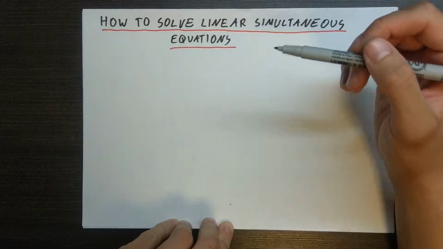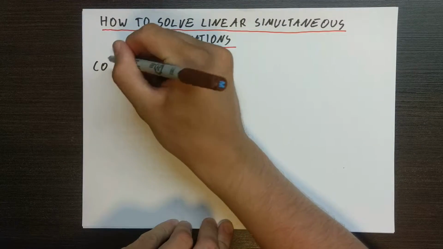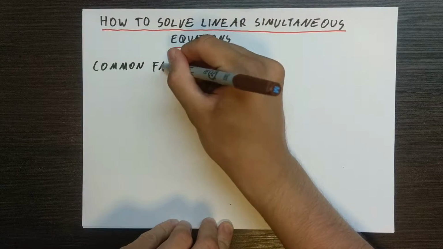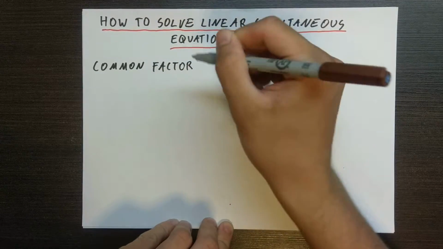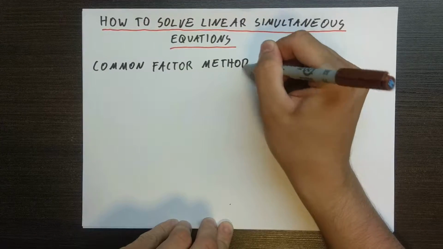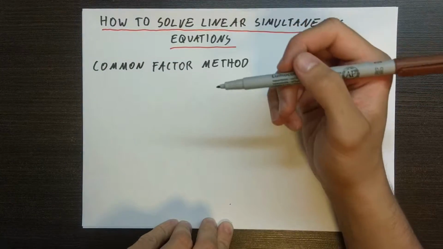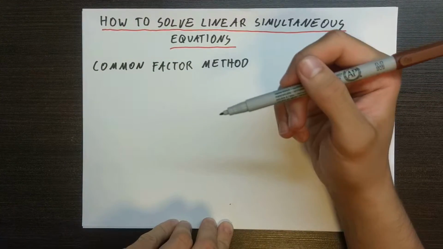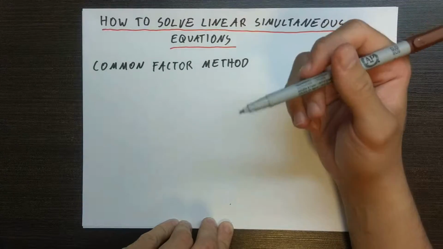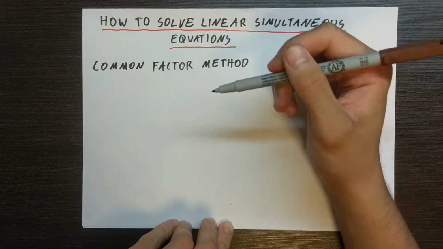First method to do this is what I like to call common factor method. I'll write it down for you. Common factor method. And that method focuses on getting one of the terms cancelled out, and in that way we will arrive at the solution. I will show you exactly what I mean.